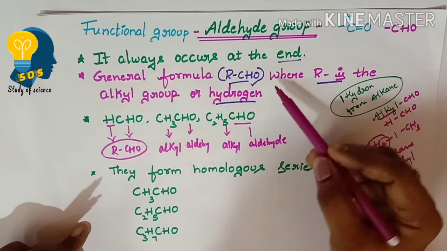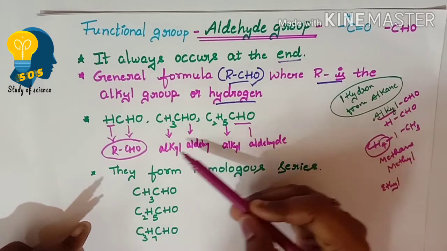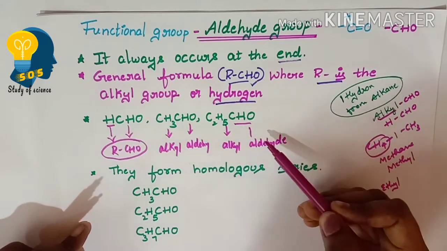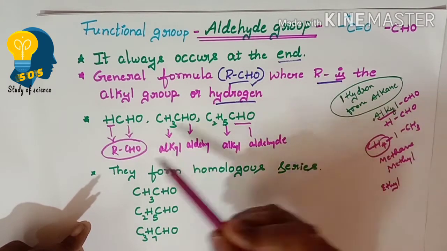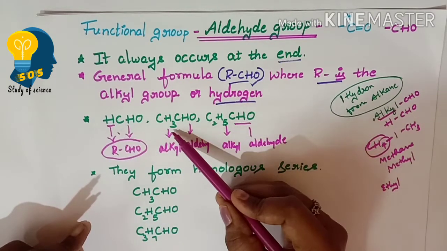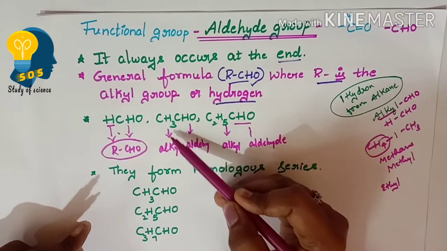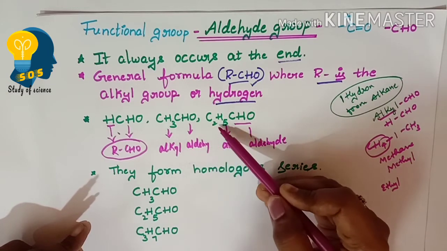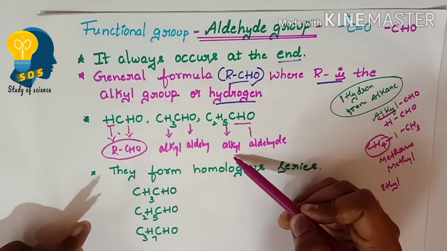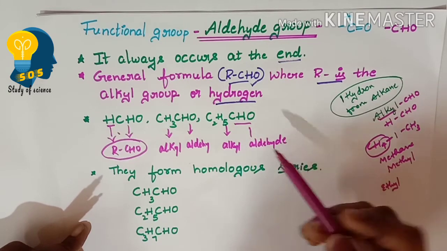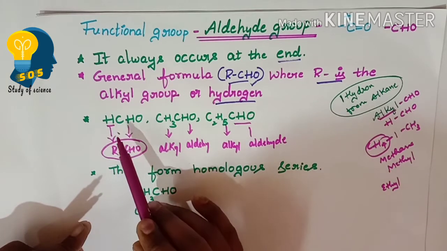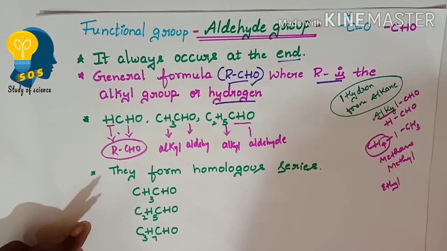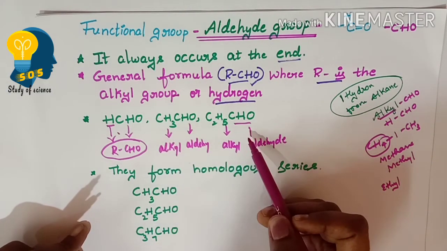So according to the general formula, we have come to know how we have got these molecular formulas. The first one is according to RCHO, where R may be alkyl or hydrogen. Here it is hydrogen. Next CH3CHO, CH3 is alkyl, CHO is aldehyde. C2H5 is again alkyl, it is ethyl. CHO is aldehyde. So here we have alkyl group along with the aldehyde group, or hydrogen along with the aldehyde group.